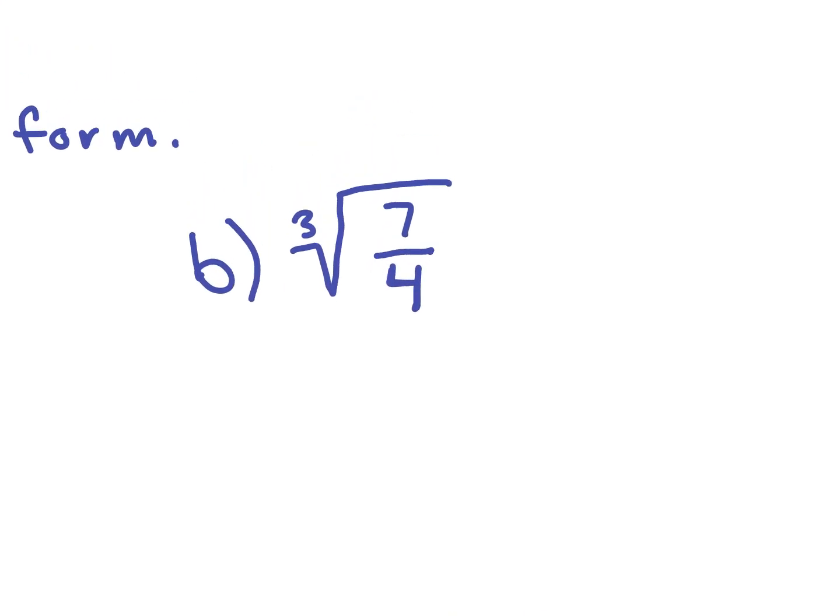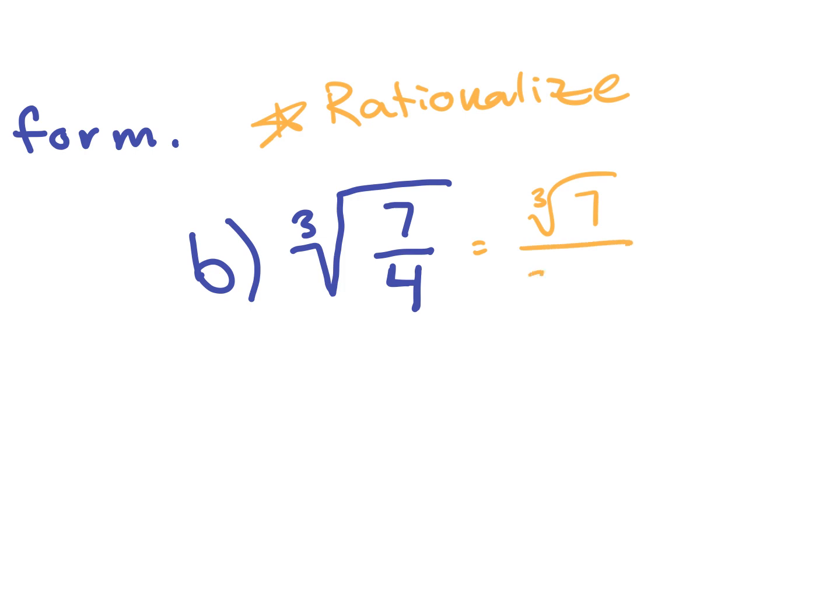All right, B. So B is one of those where we have to get the radical out from the denominator, so we are going to have to rationalize. We can split it up. I think splitting it up helps us rationalize. So I have the cubed root of 7 over the cubed root of 4. That way we're just dealing with the denominator here. We got to make sure that our denominator does not have a radical in it.